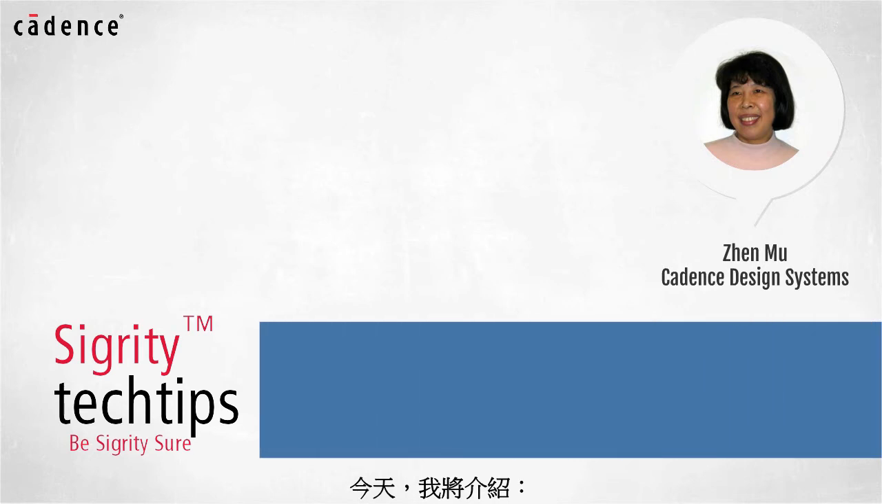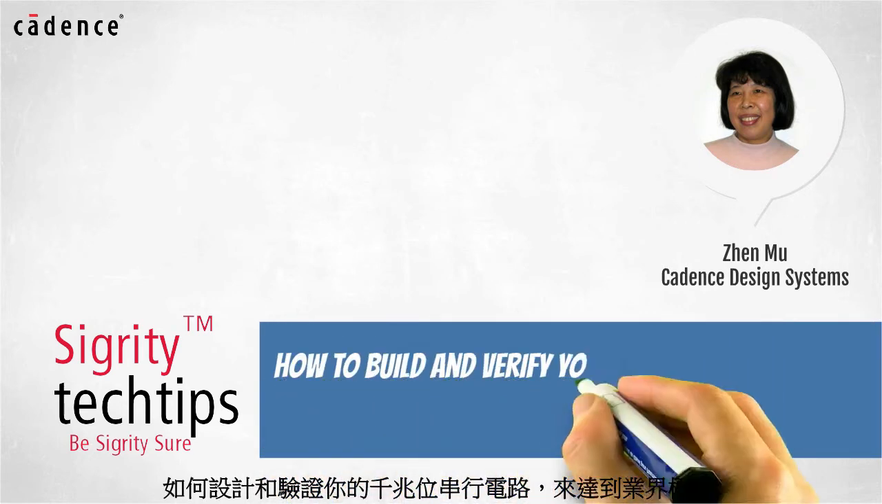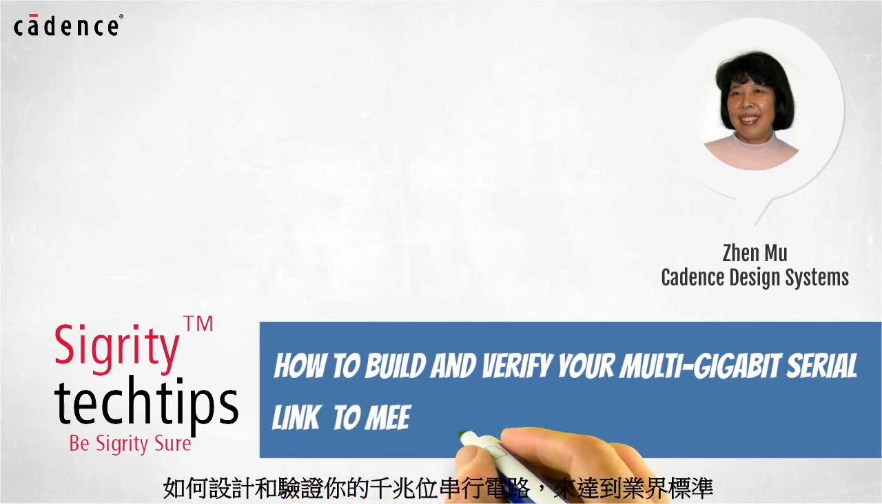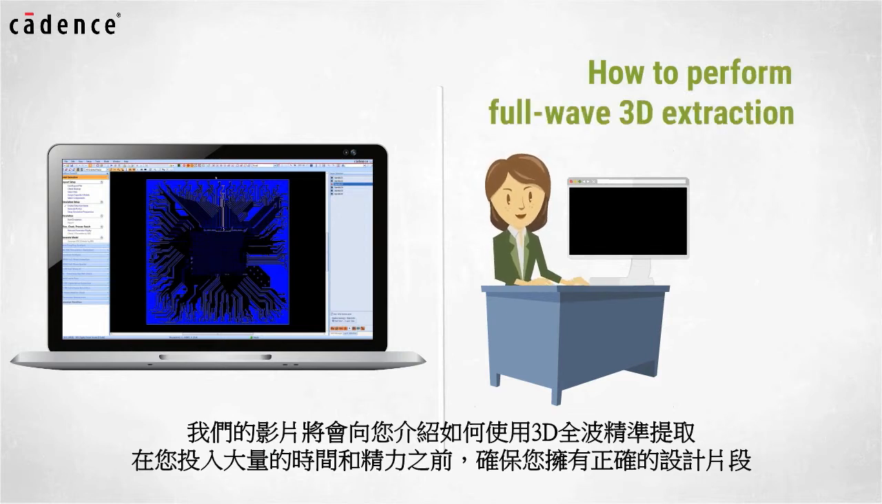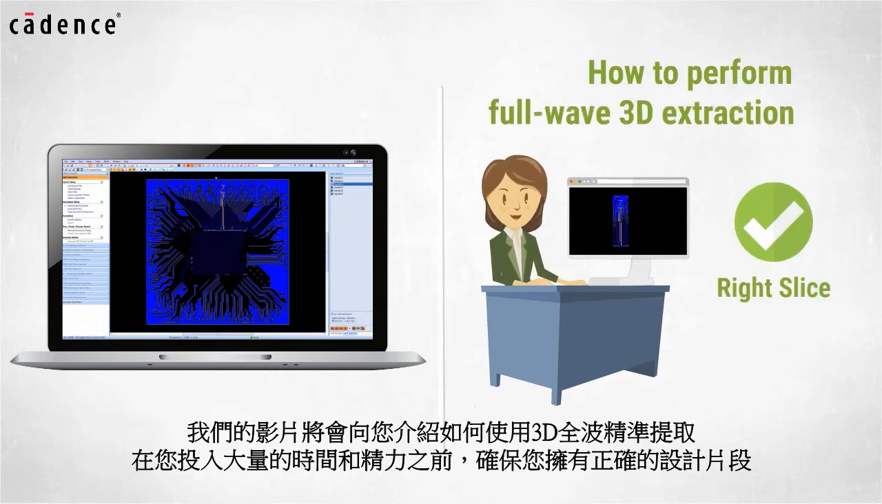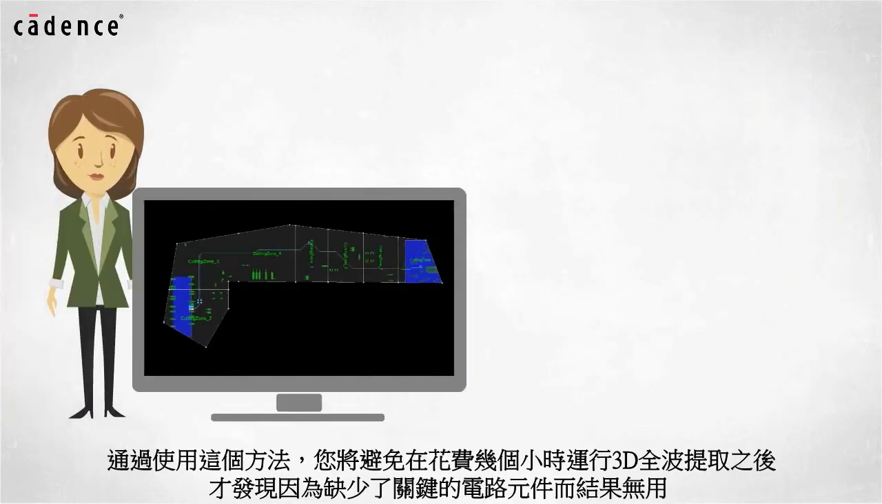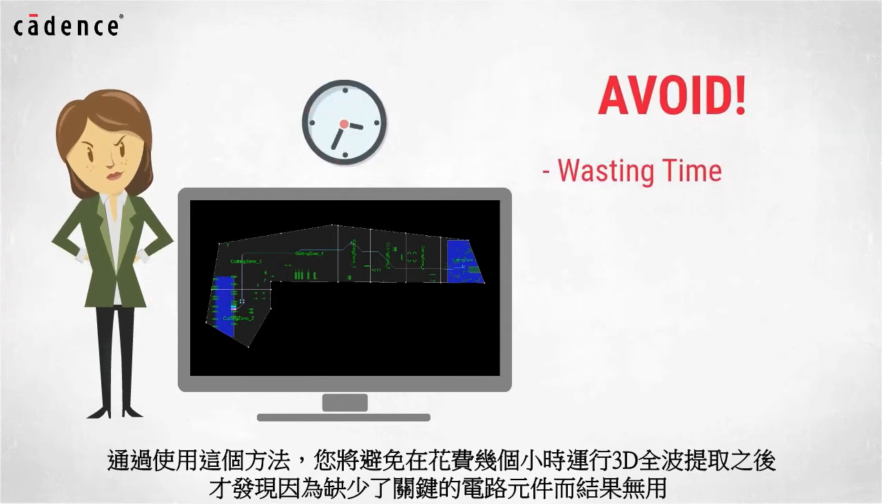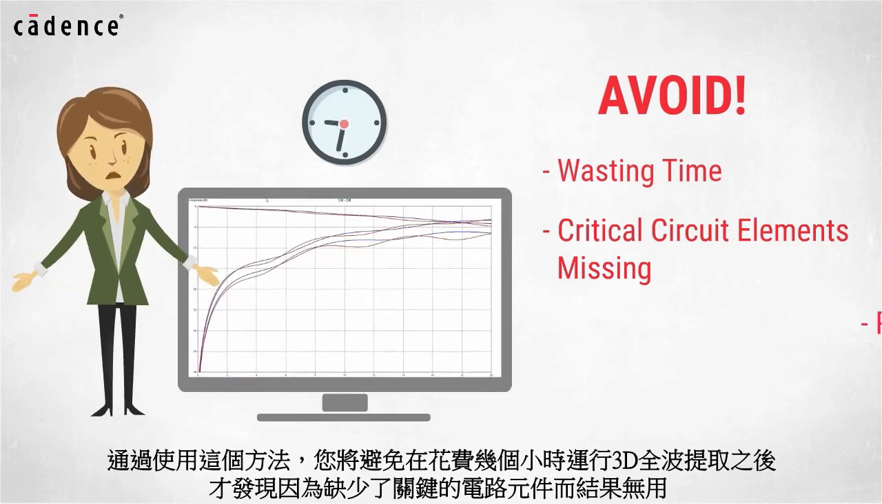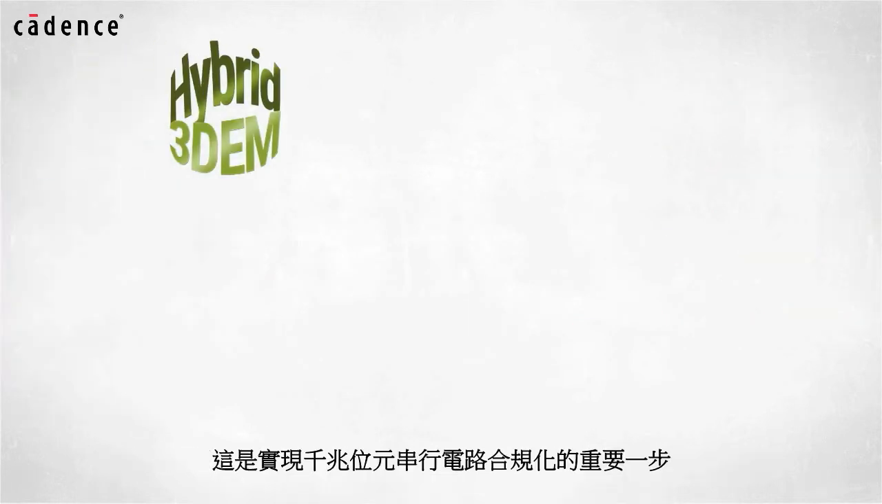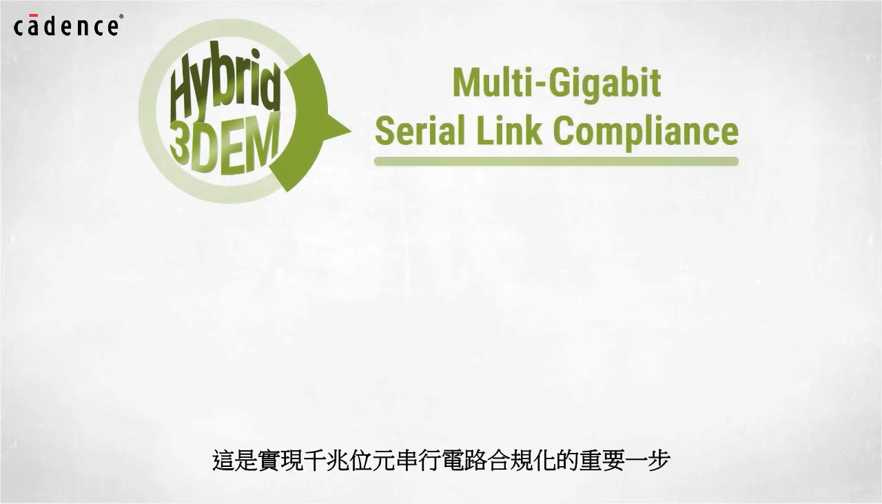Today, we bring you another installment of how to build and verify your multi-gigabit serial link to meet industry compliance standards. Our video today will show you how to perform full-wave 3D extraction, making sure you have the right slice of the design before you invest considerable time and energy in the actual extraction. Using this methodology, you can avoid wasting hours on a full-wave 3D extraction where critical circuit elements are missing, making the results unusable.